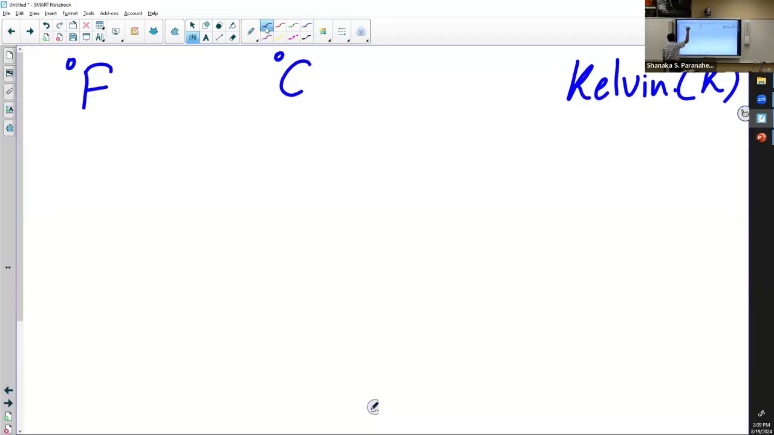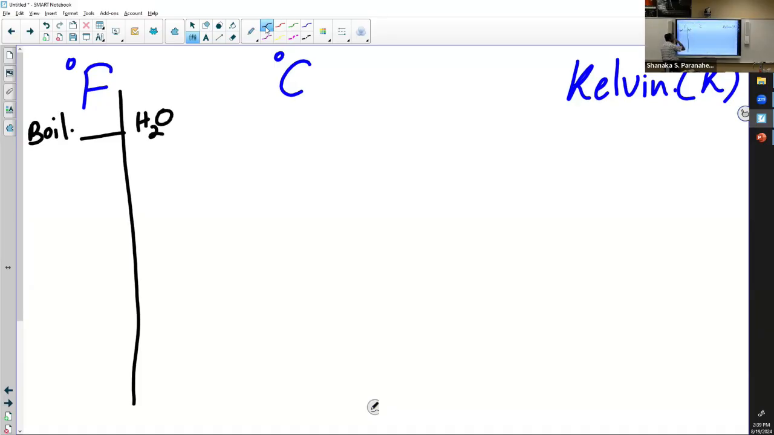First one is Fahrenheit. My highest point is going to be the boiling point of water. At what temperature is water going to boil in Fahrenheit? Does anyone know the boiling point of water in Fahrenheit? Any guesses? 212. 212, good. So water boils at 212 degrees Fahrenheit. What is the freezing point of water in Fahrenheit? 32 degrees. That's the freezing point of water.